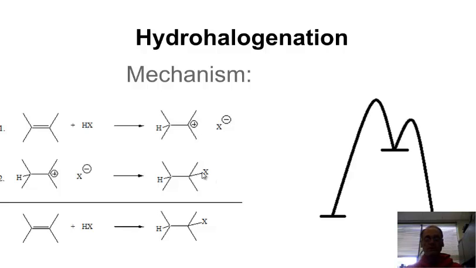The other thing you can tell is that it's an exothermic reaction overall. From here to here is lower than from here to here. That's downhill, and therefore it's an exothermic reaction.